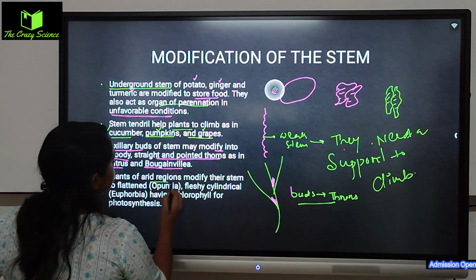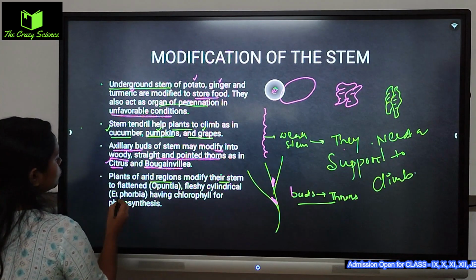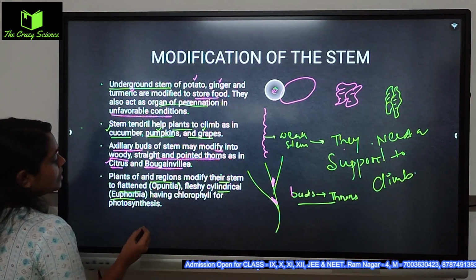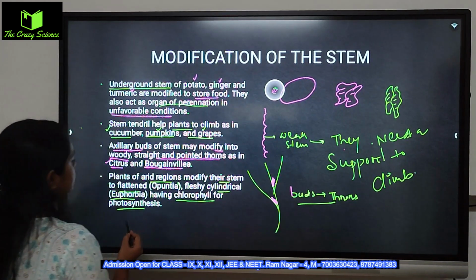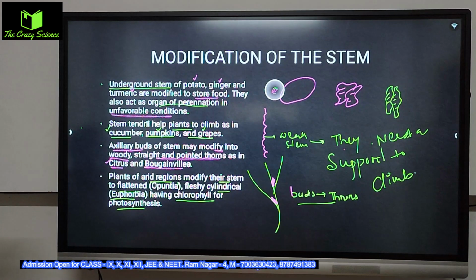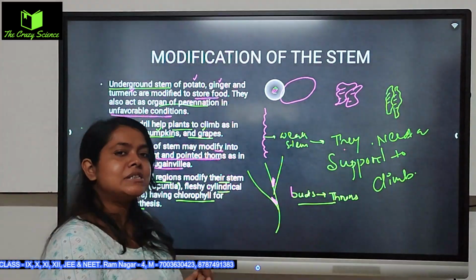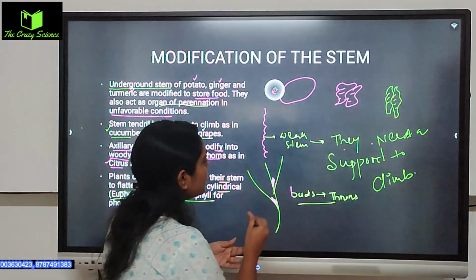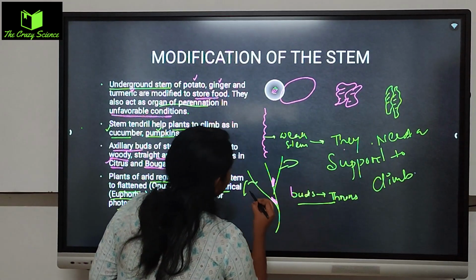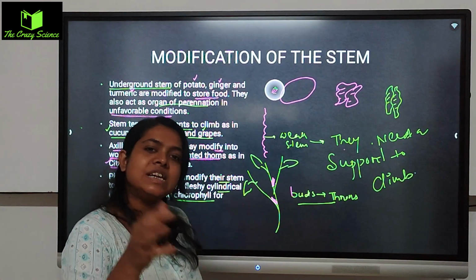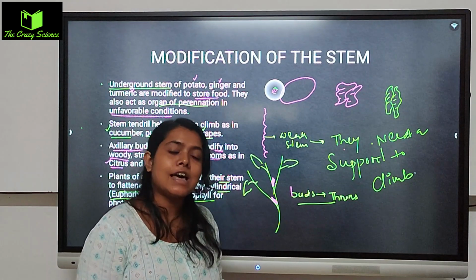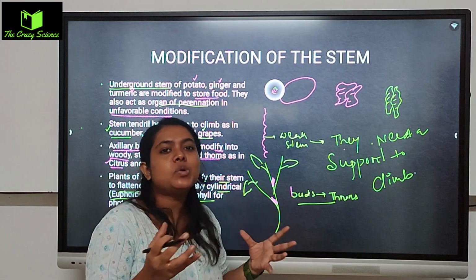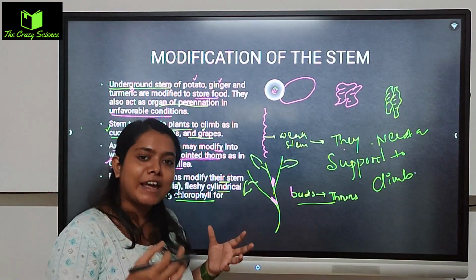Plants of arid region modify their stem to flattened, as in opuntia, and fleshy cylindrical, as in euphorbia, having the chlorophyll for the photosynthesis. So the plants of the arid region, that is, plants living in the air, for example a stem, moreover on the stem you will get to see the leaves over there. So the leaves stay exposed, this is called the arid region, and that region is open to the nature, open to the air.